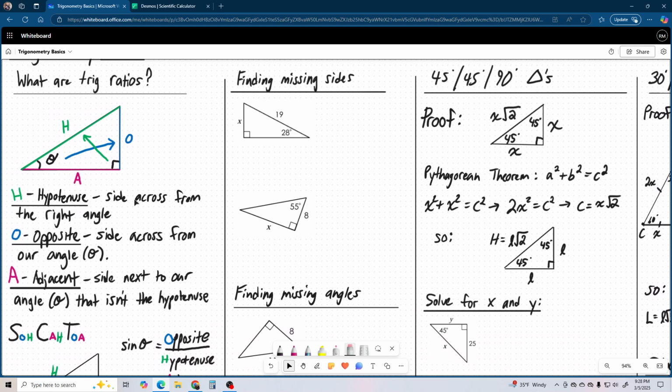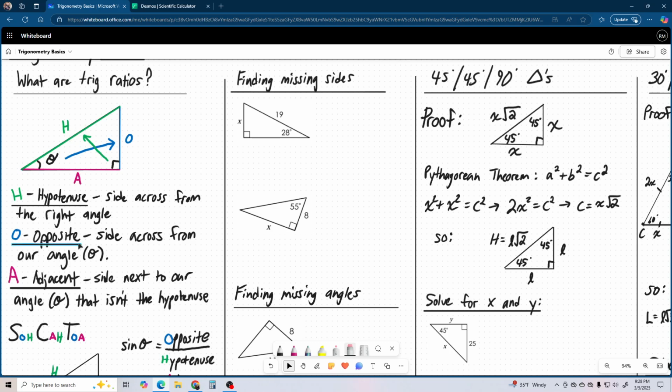Our hypotenuse is always going to be the side across from the right angle. So if we look here, we have our right angle right here. Our hypotenuse is the side across from our right angle. It's also always going to be the longest side of our triangle. What I would recommend is always locating the hypotenuse first, because it's never going to change, right? We always have a right angle, so we're always going to have our hypotenuse. So always find the hypotenuse first. That's the easiest way to go.